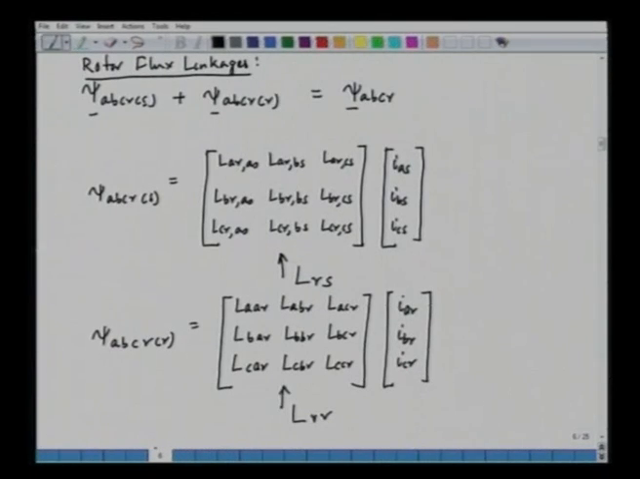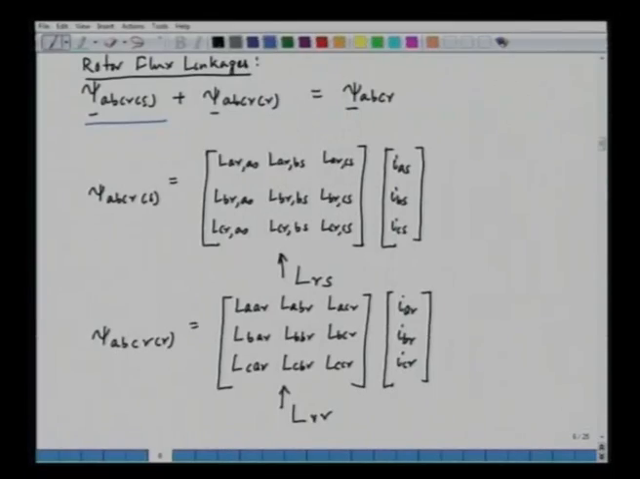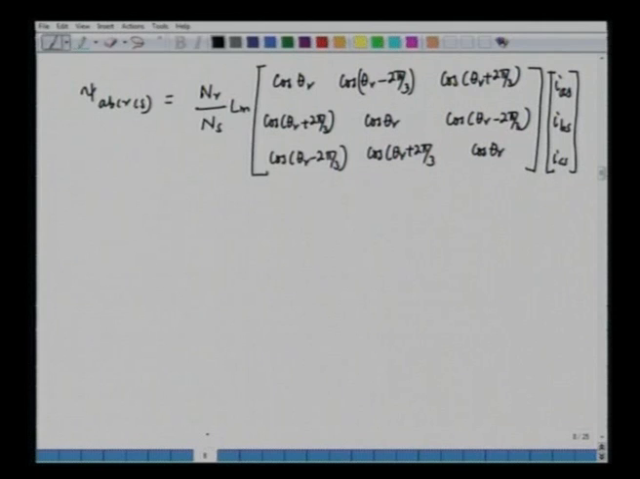Now, we are writing down this component of the flux. This flux is linking the rotor due to the stator current. So, this involves the mutual inductance between the stator and the rotor, and the mutual inductance is expressed in the following fashion. This is the mutual inductance between the stator and the rotor.